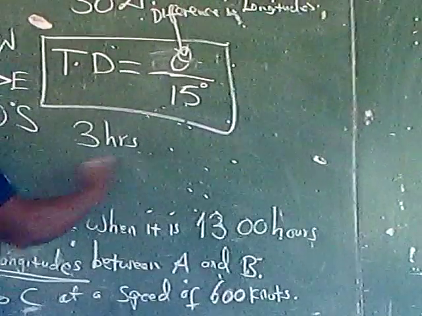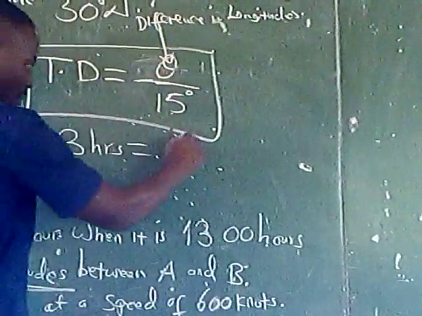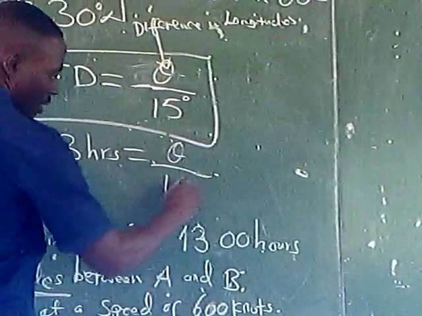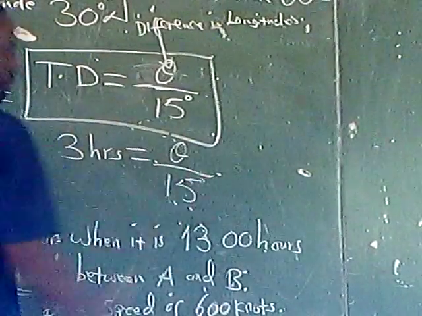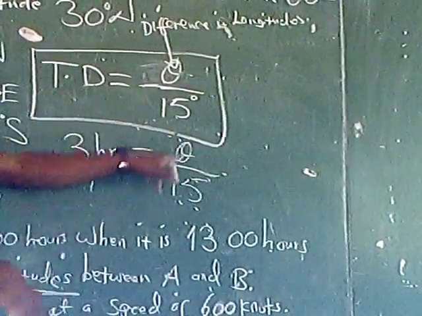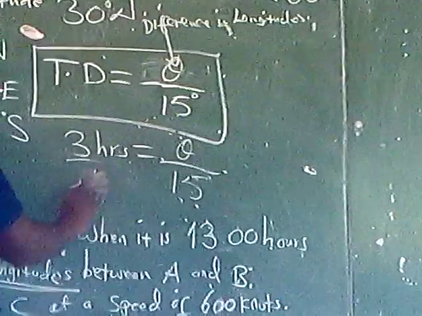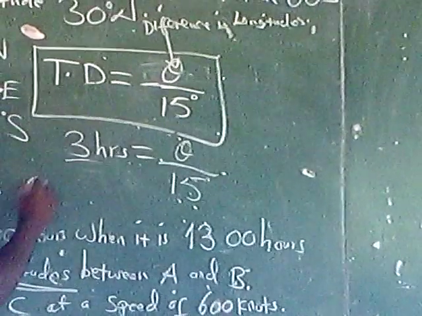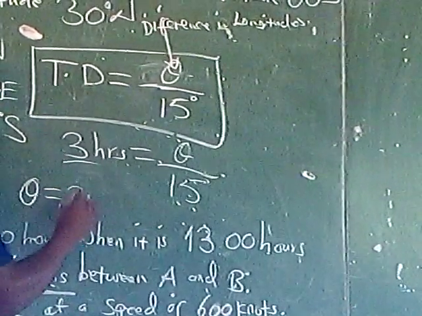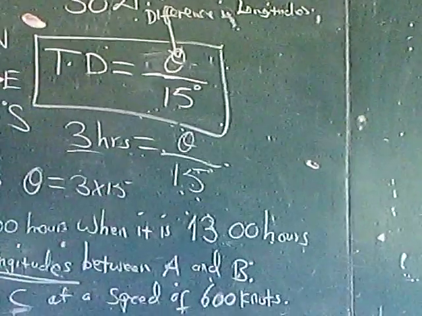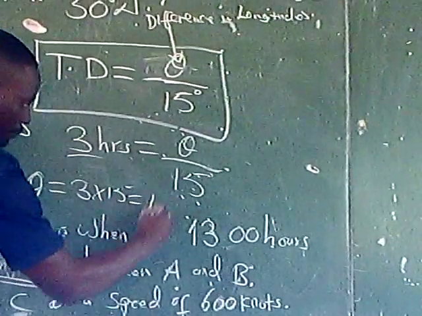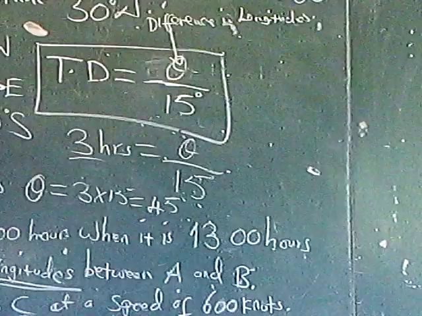3 hours is equal to theta, which you do not know, all over 15 degrees, of course. Then you make theta the subject of the formula. If you do so, you're going to have theta is equal to 3 times 15, and this will equal 45.